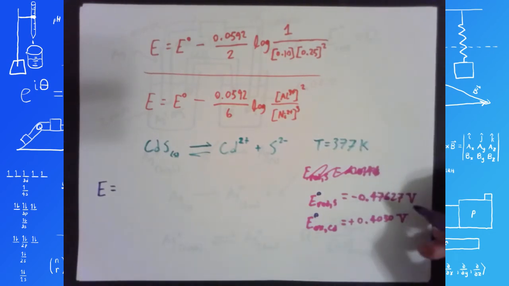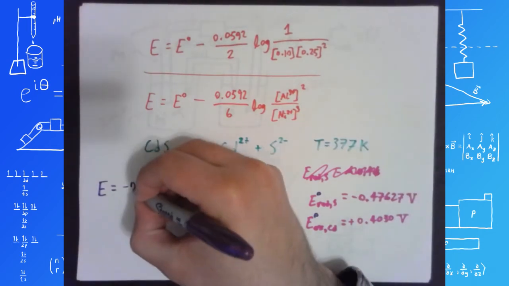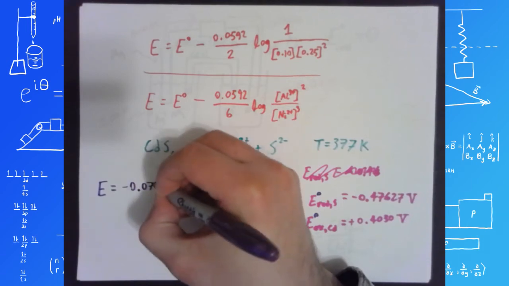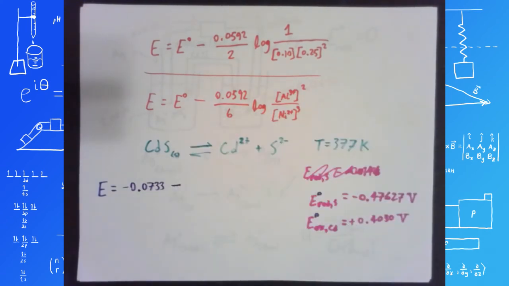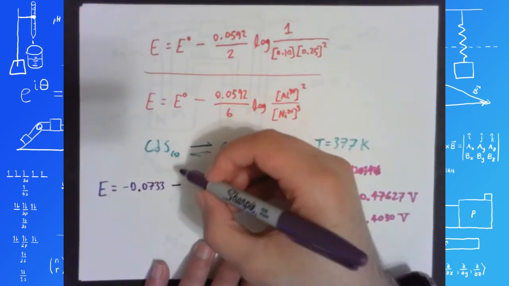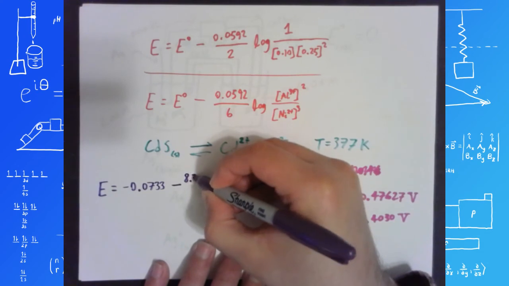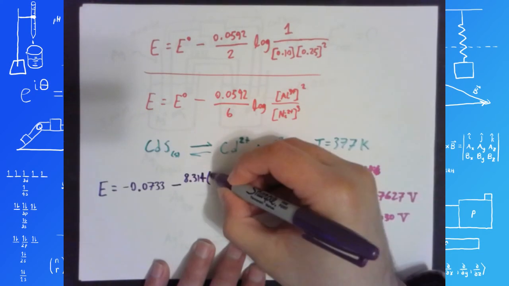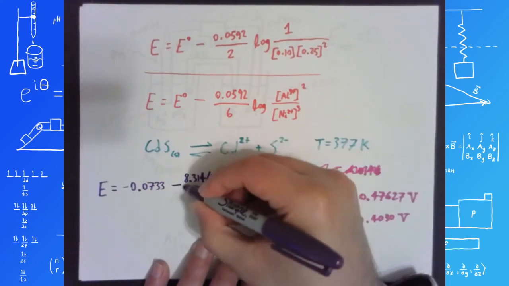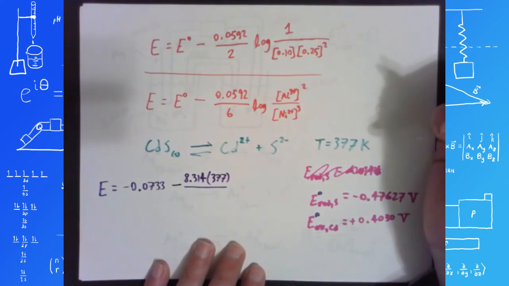And that's going to round to 4 decimal places. So that's negative 0.0733, negative 0.0733 minus RT over NF. So that's 8.314 times 377 kelvins over how many moles of electrons are exchanged.